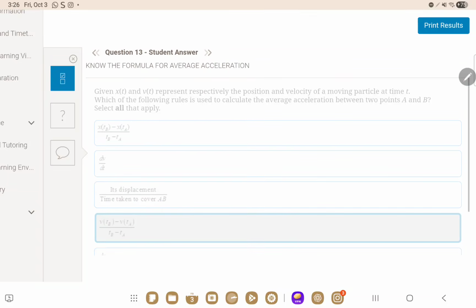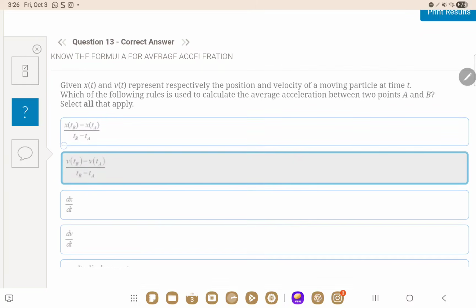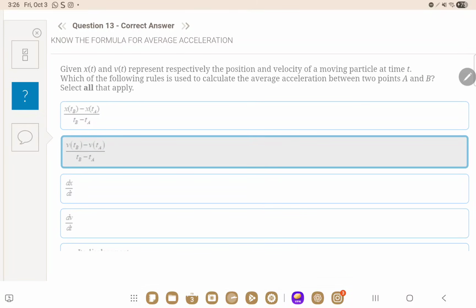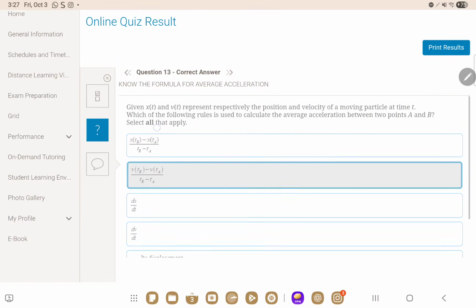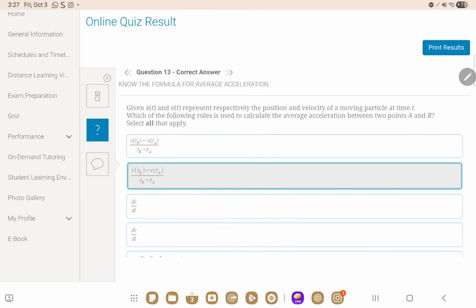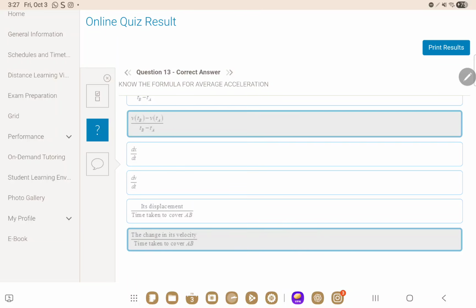Moving on. Given x of t and v of t represented respectively by the position and the velocity of a moving particle at x, how do you find the average acceleration? What did I tell you? Average acceleration, you do not need to find the derivative of acceleration. You don't need to find the derivative of velocity, nor do you need to find the double derivative of acceleration. So to find the average acceleration, it's either the change in velocity.